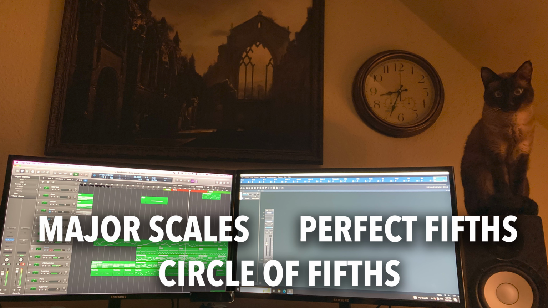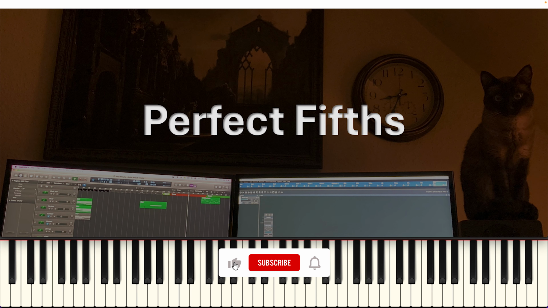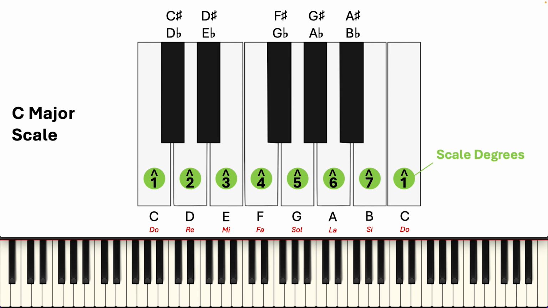In this video we'll learn how to build all the major chords for the 12 existing notes and how they fit on the circle of fifths. First I want to explain a new concept, the perfect fifth, which is very important in understanding scales and chords. A perfect fifth is the interval, or distance, between two notes that are 5 letters apart and have a gap of 7 semitones.